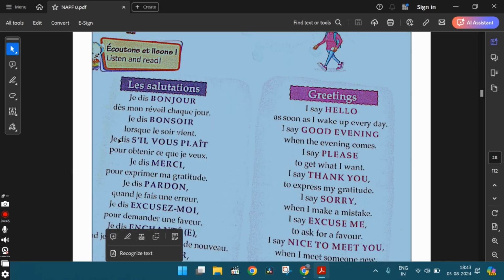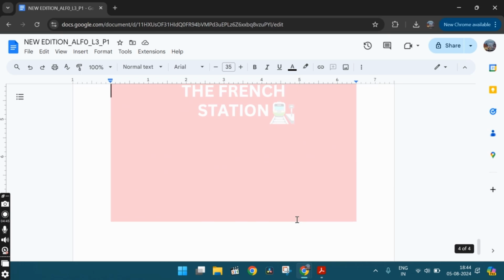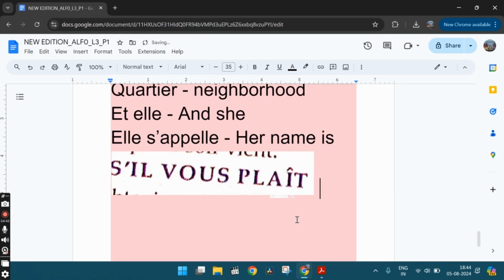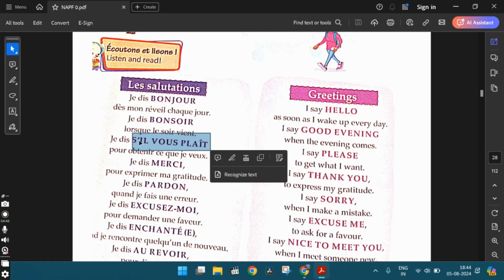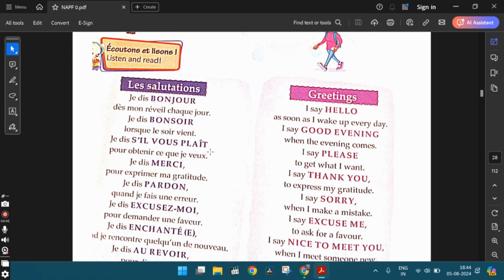And then je dis s'il vous plaît. S'il vous plaît is a new greeting. S'il vous plaît means please, and it is formal. In informal we say s'il te plaît, but s'il vous plaît means please, and it is used in formal situations. So I say please pour obtenir ce que je veux. For getting what I want, I say please. Je dis merci pour exprimer ma gratitude. I say thank you to express my gratitude.